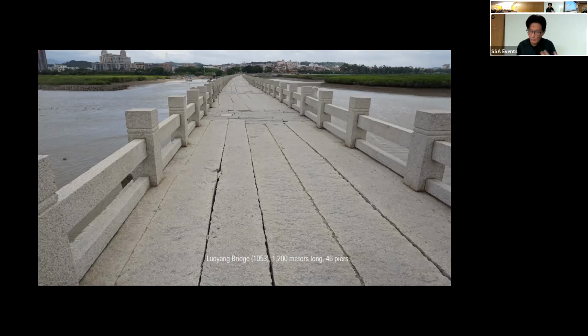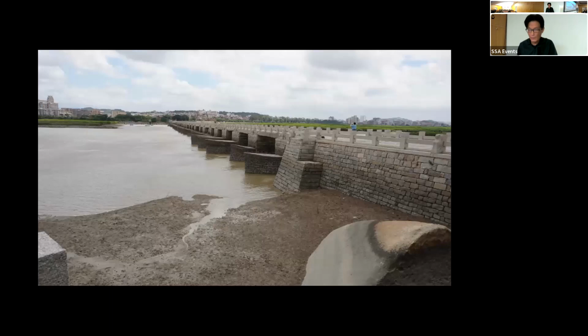These stones are like 11 meters long and 1 meter thick. Each weighs, you know, 30 to 50 tons. And it's quite an incredible piece of construction. This is the longest bridge in the world at that time. There are quite a few of them at that time. So you can see that that is one evidence.